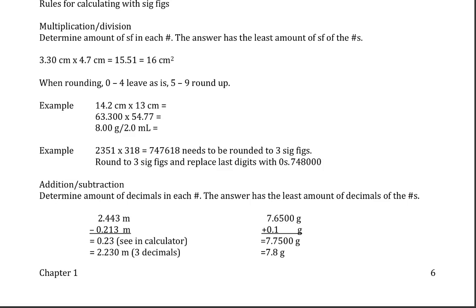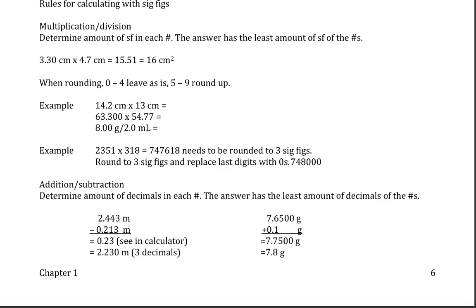The rule for addition and subtraction is, notice it's different than the rule for multiplication and division. So addition and subtraction, what we do there is we determine the amount of decimals, not overall sig figs, but decimals in each answer. The answer has the least amount of decimals of the numbers. So what we're doing is looking at decimals. Remember that decimals are the numbers to the right of the decimal point.